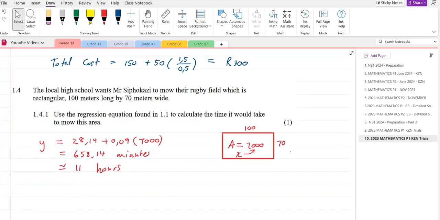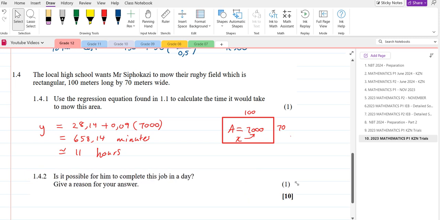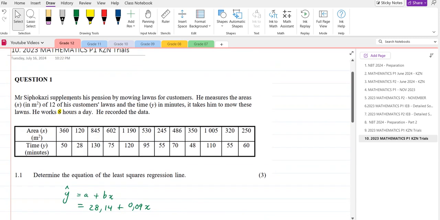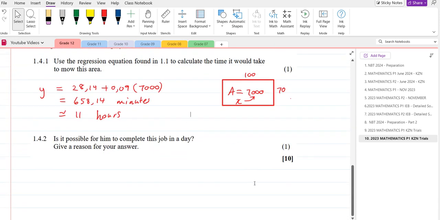So the question is, is it possible for him to complete the job in one day? Now, how many hours a day does Mr. Sipokazi work? He works 8 hours a day. They told us this, right? So that's his day job. So 8 hours a day. So is it possible for him to complete this job in a day?